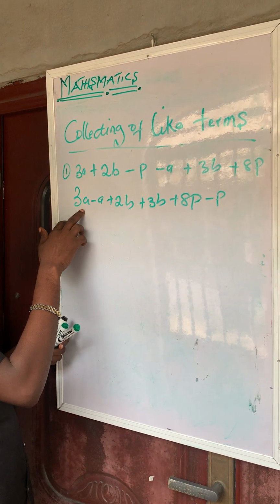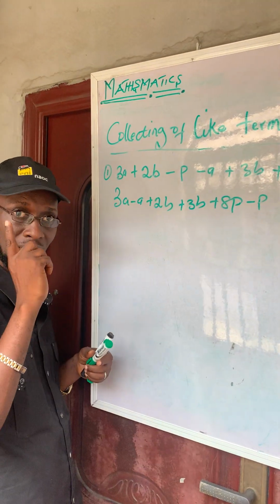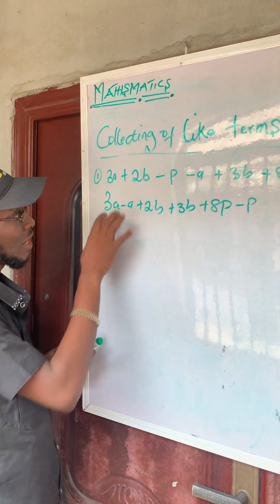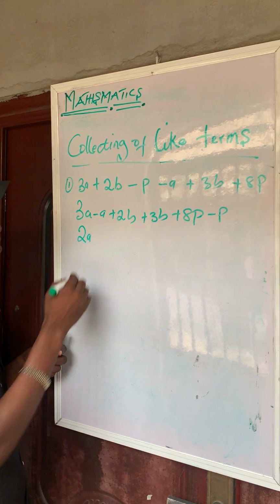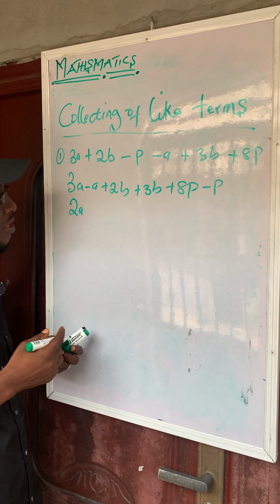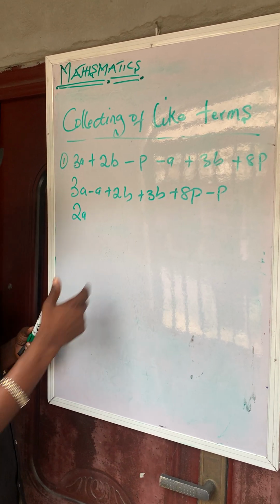So let's see. 3a minus a. Please remember, any alphabet standing alone is 1. It's one of it. So a standing alone means 1a. And we have 3a. So from 3a, if you remove 1a, we are going to have what? 2a. It's just like 3 oranges, you're removing 1 orange, what would remain is 2 oranges. So 3a minus a is what? 2a.